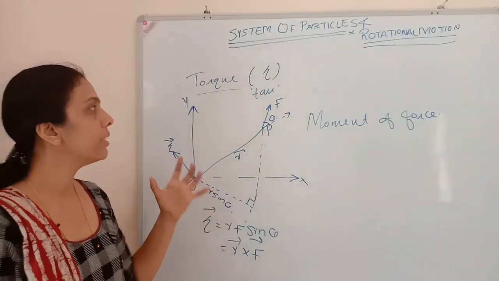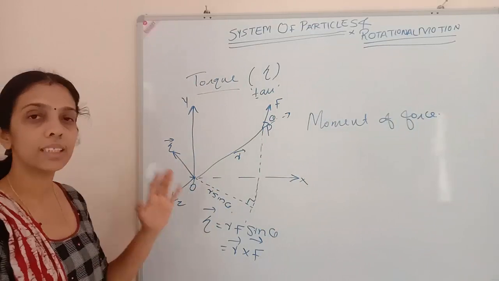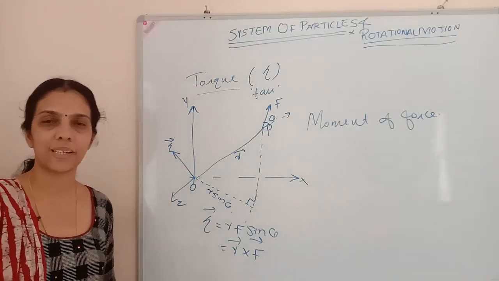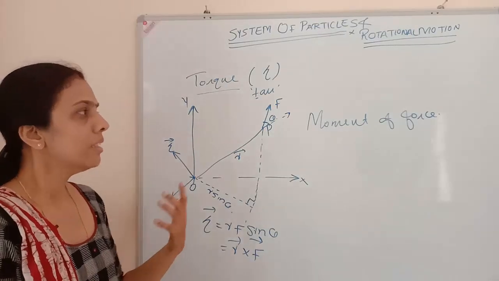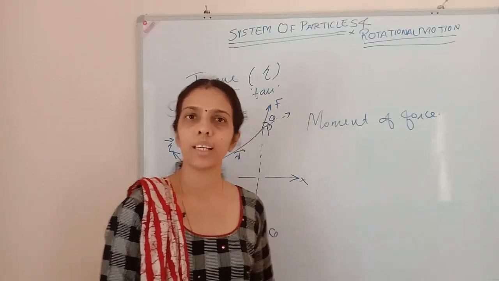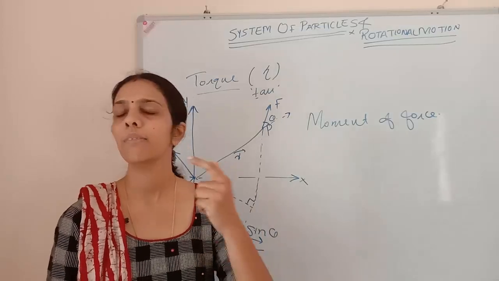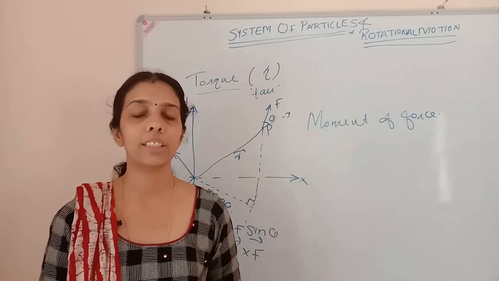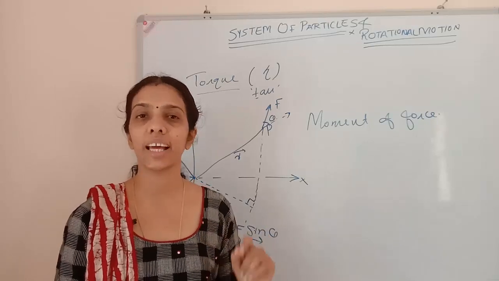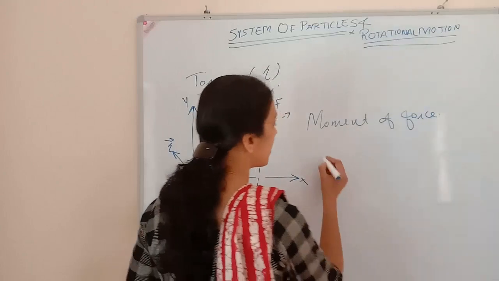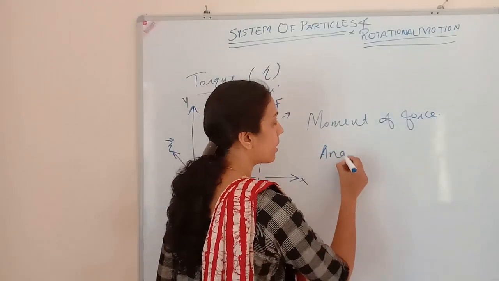So this is torque, which is the rotational analog of force acting on the system. Now we have learned about torque, the rotational analog of force, as well as acceleration and velocity. Now momentum. What is the rotational analog of momentum? The rotational analog of momentum is called angular momentum.